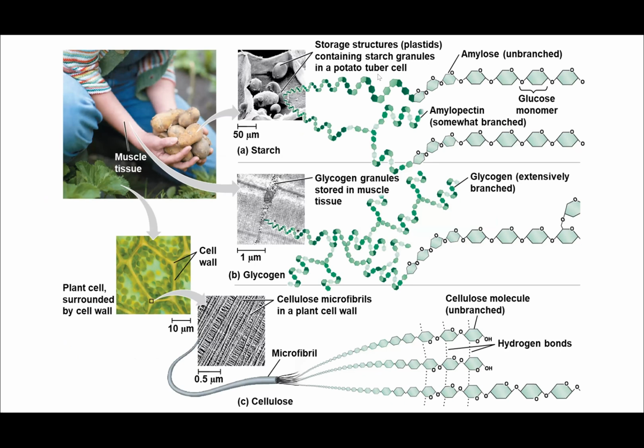This is the picture of the polysaccharides at the molecular level. You can see that even though these three polysaccharides are made of the glucose monomer, the way they are arranged within themselves is slightly different. And this contributes to the differences in their properties. Let's look at cellulose first.